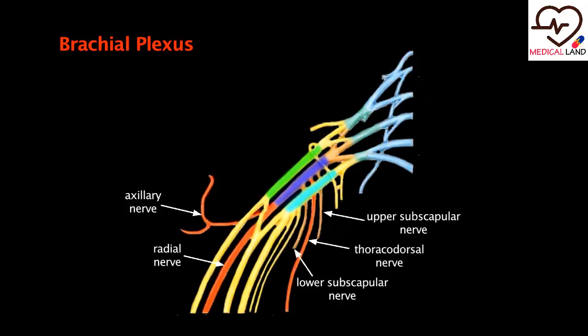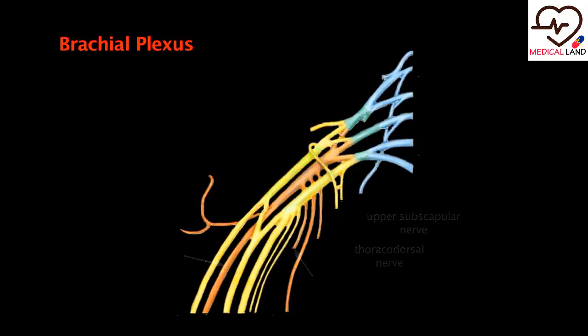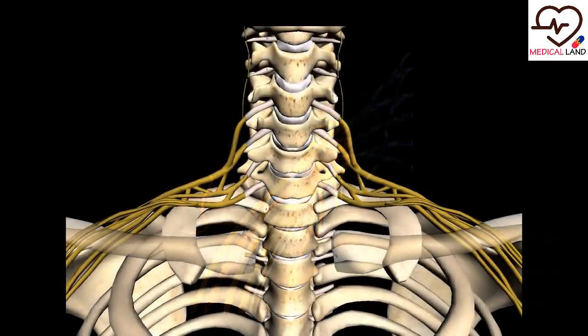Now, a good way to remember these three is that they'll branch off around the same location. And so you can remember that the third one down, or the most distal one, will be your lower subscapular nerve. The most proximal one will be your upper subscapular nerve, and the one between those two will be your thoracodorsal nerve.